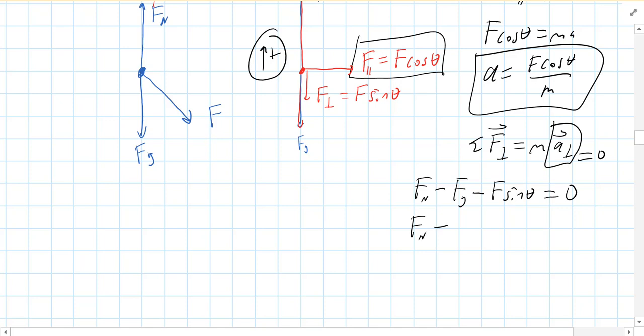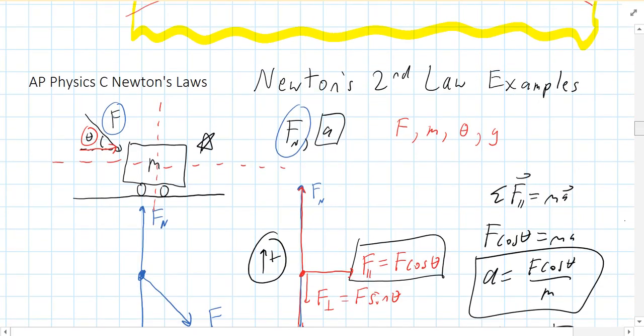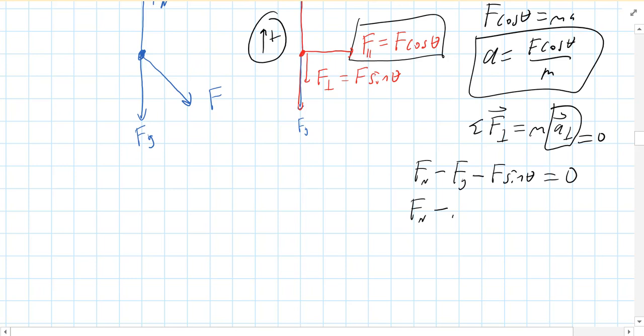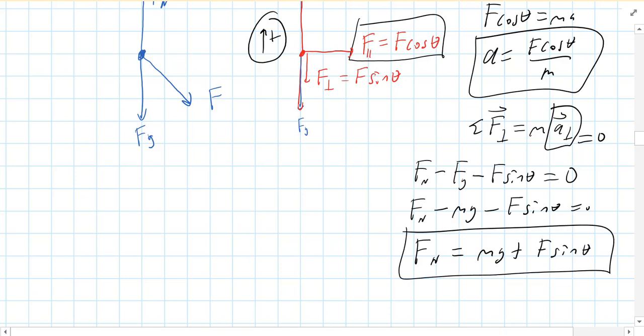Now there's two quick steps here to get Fn by itself. First of all, Fg was not one of the givens, right? We were only allowed to use force, mass, theta, and little g. So the force of gravity is equal to mg. So there's that. And then minus F sine theta equals 0. And then if you get Fn by itself, you get mg plus F sine of theta. So that is the magnitude of the normal force. And again, if I gave you a mass and a force and an angle, you can plug them in. You'd get a numerical answer for Fn.